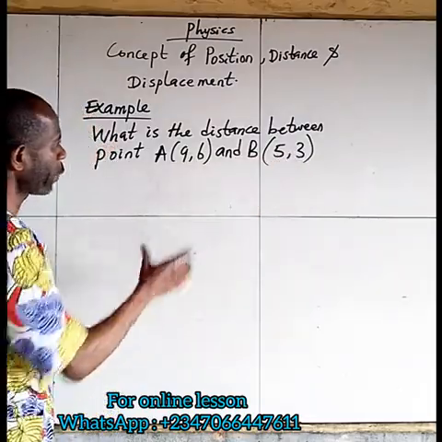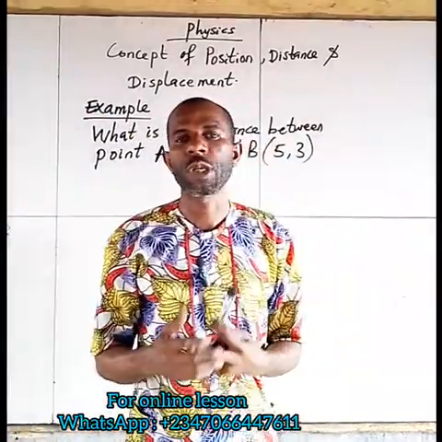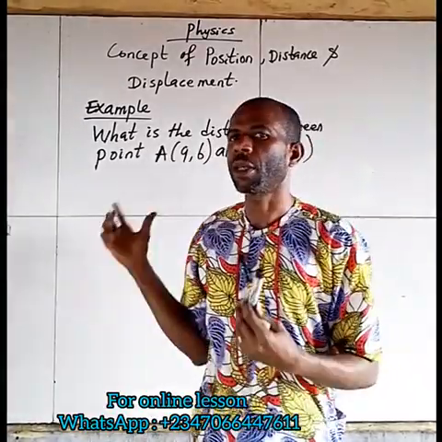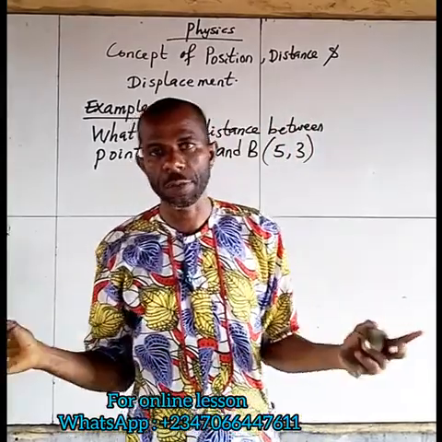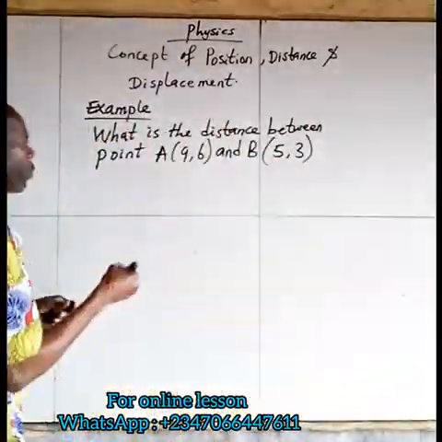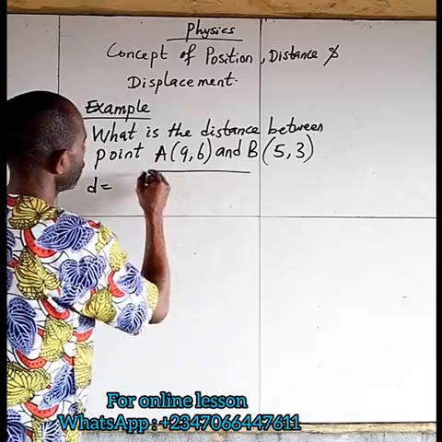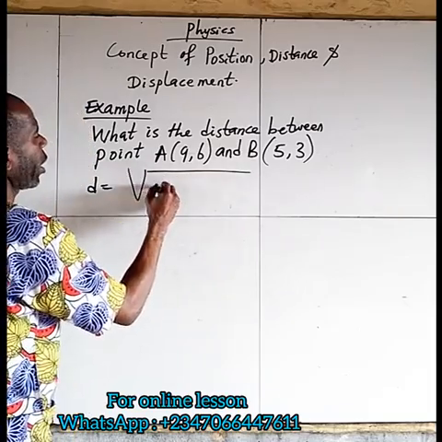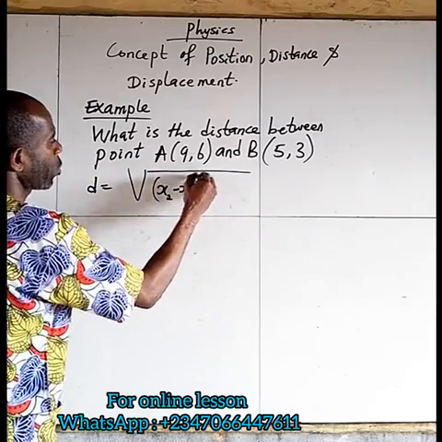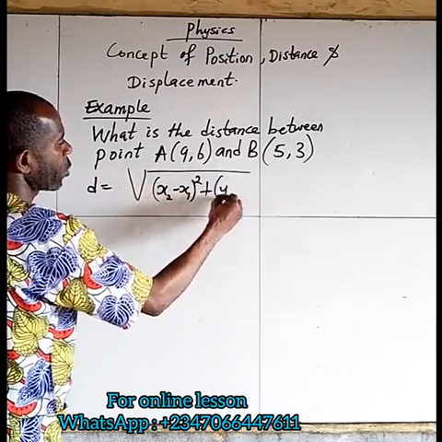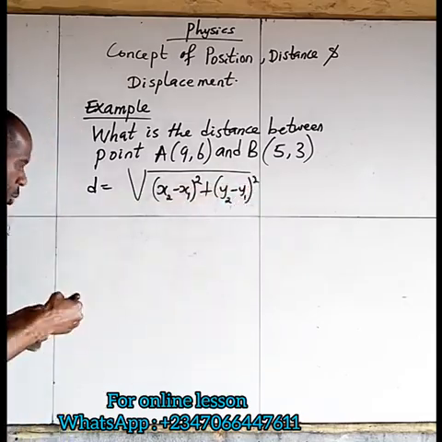Remember I told you we have a formula to calculate the distance between 2 points. If you wish, you can illustrate with the axis, the Cartesian plane. But if you don't want to do that, let's just state the formula. We can say d equals the square root of (x2 minus x1) squared plus (y2 minus y1) squared. So we are using this formula.